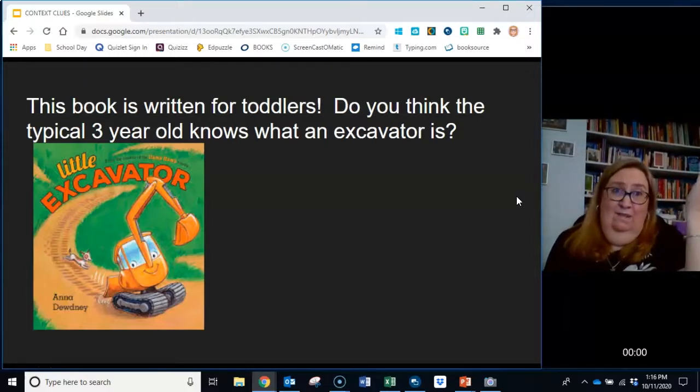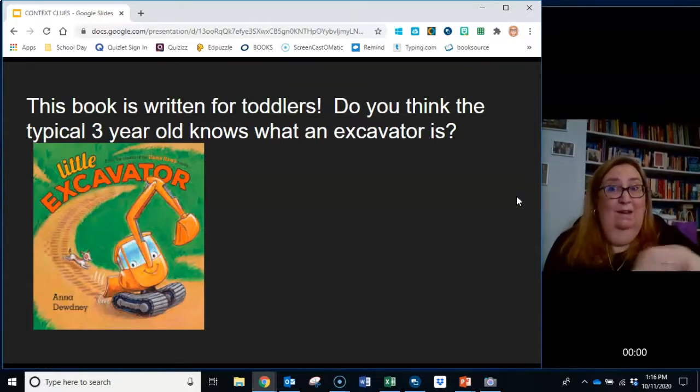Now, I have friends with kids that age who definitely know what excavators are because it's their favorite thing in the whole wide world. But I wouldn't have known what an excavator was at 3 because I didn't then, nor do I now care much about excavators. They're neat. I'm glad they do their job, but that's not what I'm into.